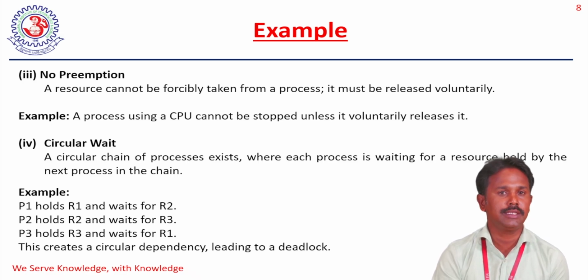So P1 is waiting for R2, P2 is waiting for R3, P3 is waiting for R1. So this situation we can call circular wait. This will lead to a deadlock.